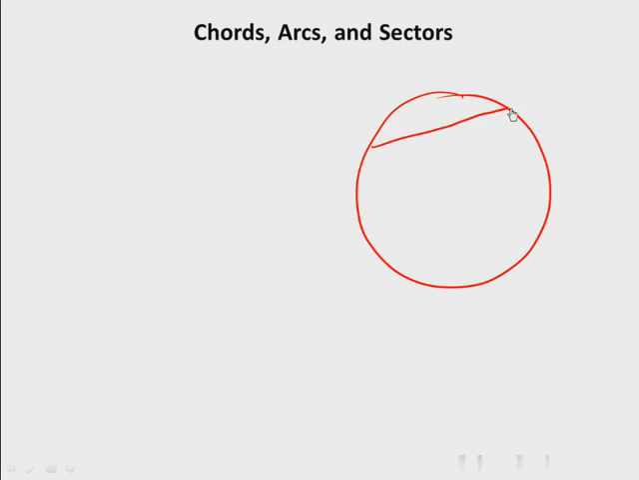Chords, arcs, and sectors. So here's a circle. A chord is a straight line joining any 2 points on the circle. So this is a chord. AB is a chord. This portion of the circumference that is subtended by the chord is called an arc. So if the straight line is a chord, this is chord AB, then this curve is arc AB.